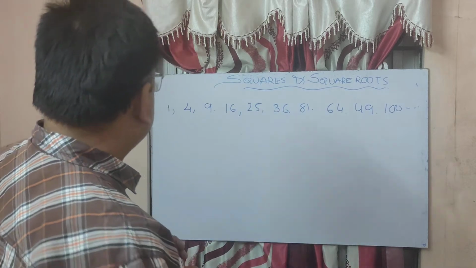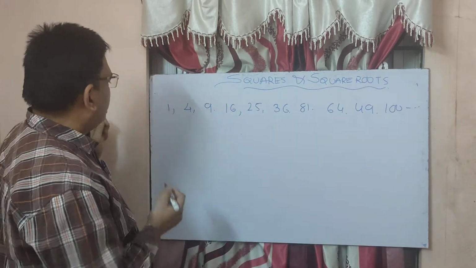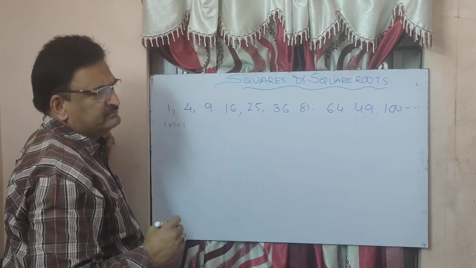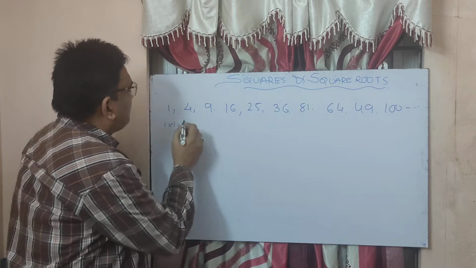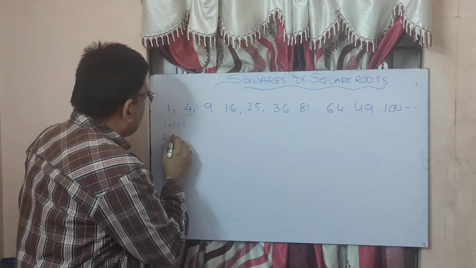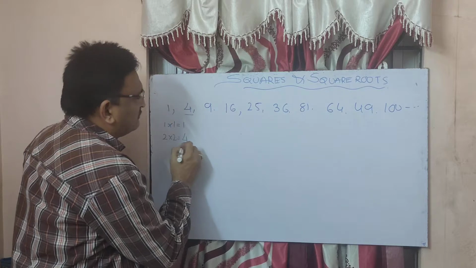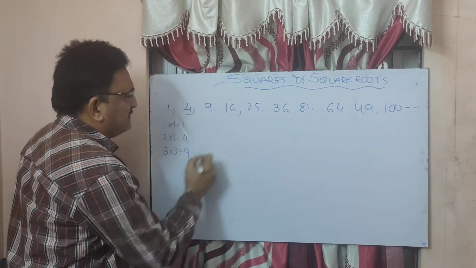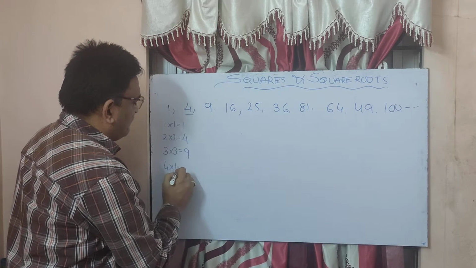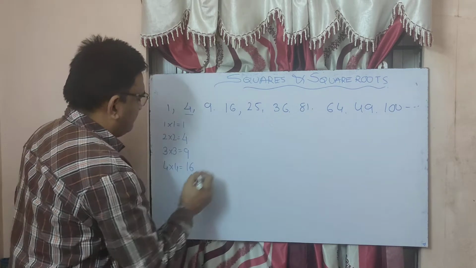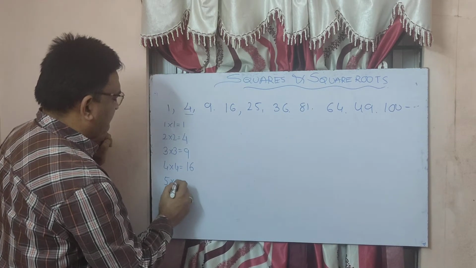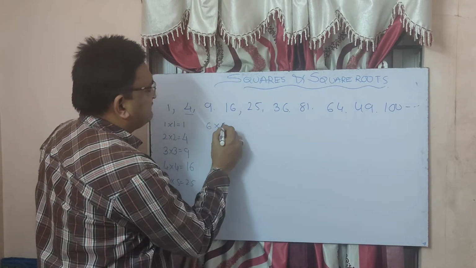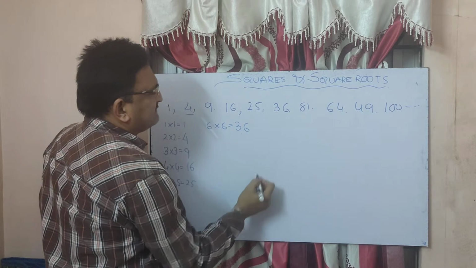For example, 1: if you multiply 1 into 1, you will get 1 only. Now 4: 2 into 2, you will get 4. 9: 3 into 3 gives 9. 16: 4 into 4 gives 16. 25: 5 into 5 gives 25. And 6 into 6 gives 36.